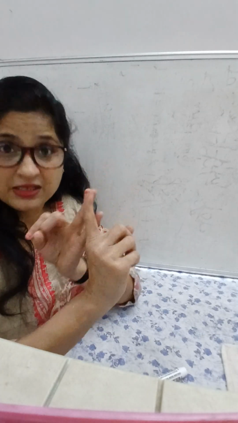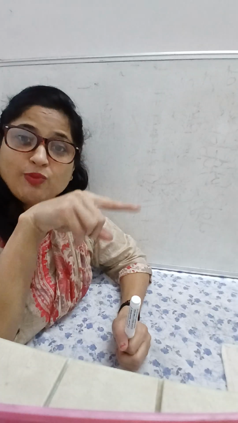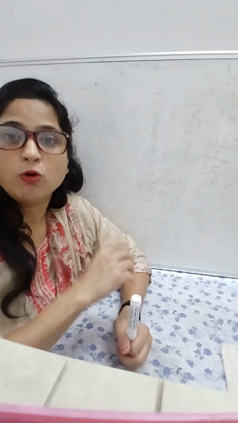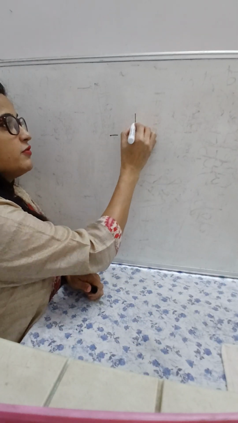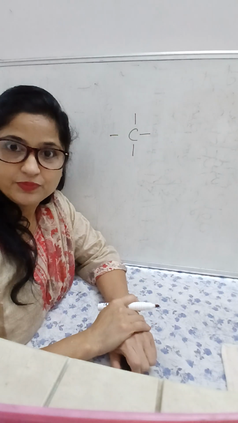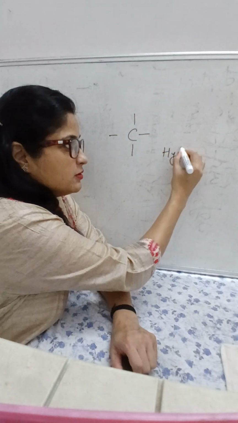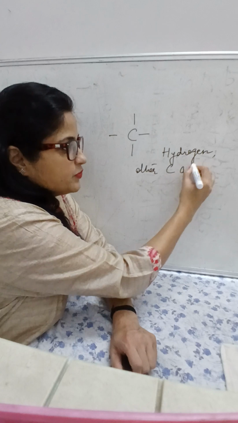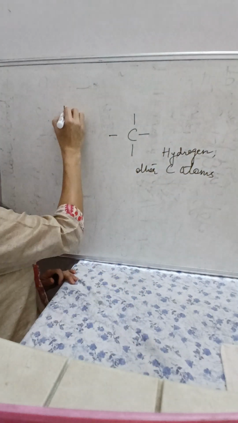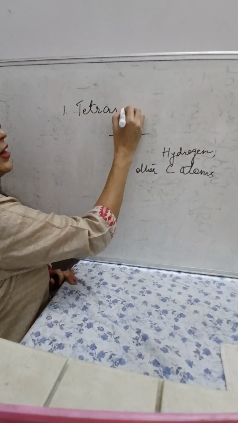Now children, the second is that it has tetravalency. I hope you understand the meaning of tetravalency. As I told you, it has the atomic number of 6, so there are 4 electrons in its valence shell. Valence means the outer orbit. That means carbon has the capacity of combining with 4 different atoms. It can be hydrogen or it can combine with other carbon atoms.